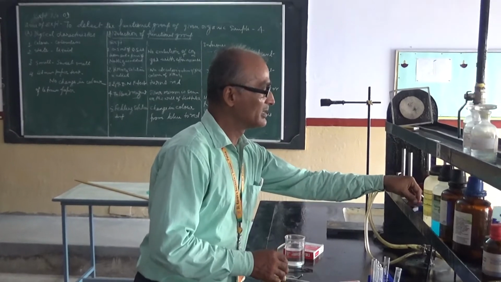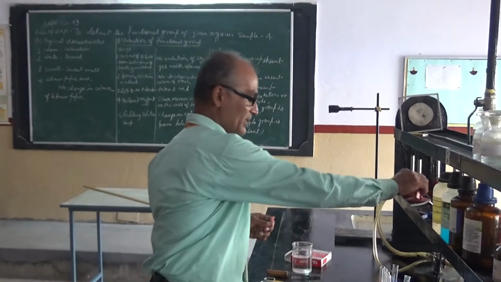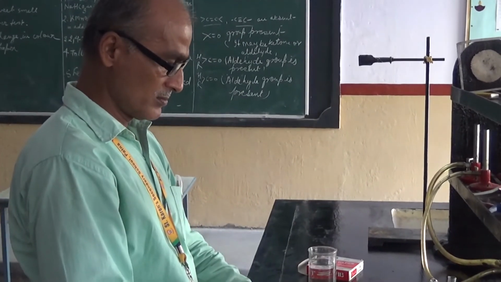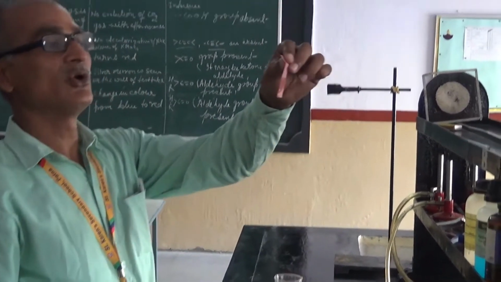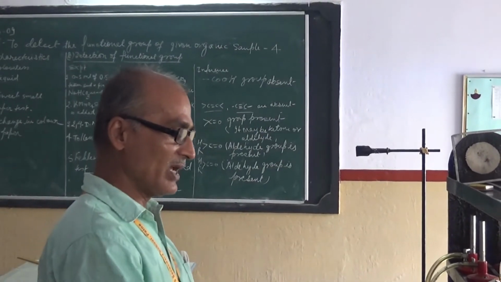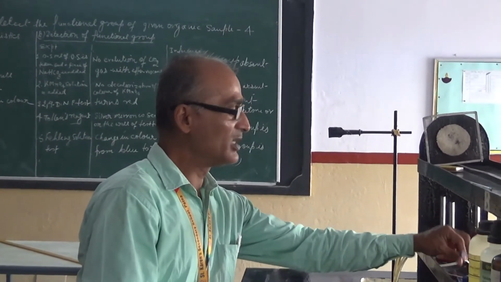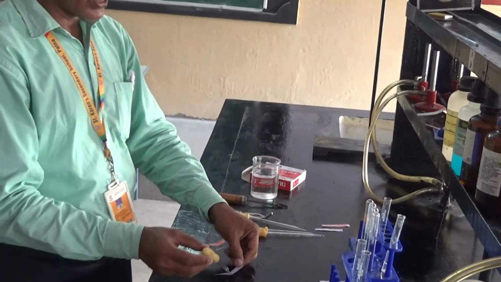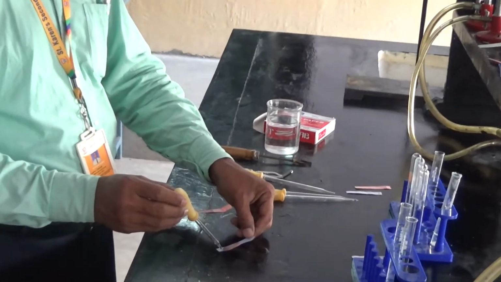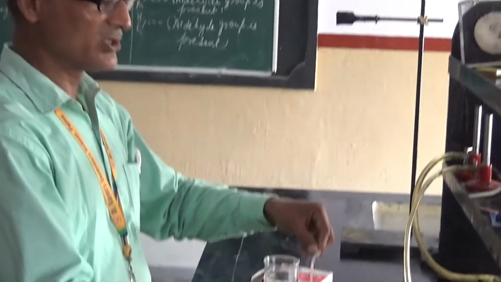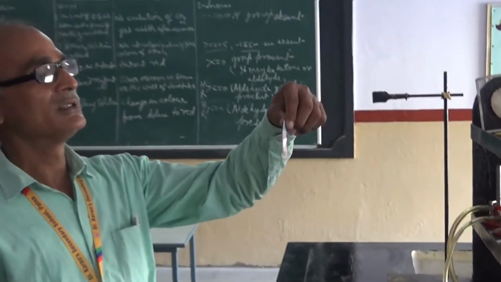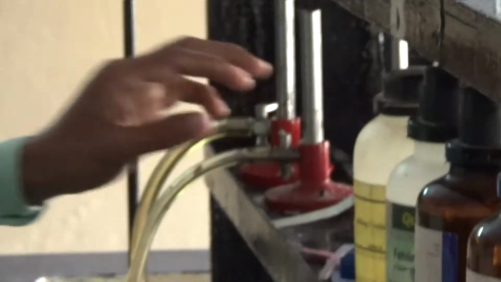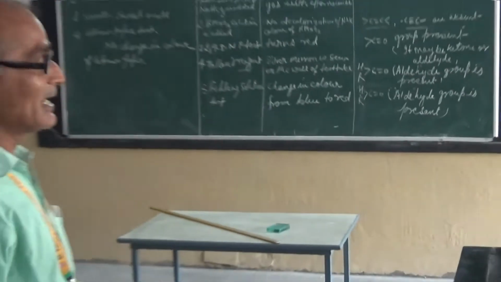You can observe it. This is your red litmus paper. There is no change in its color. Again you can take another blue litmus paper and add a few drops of the given organic sample. Now we go through the chemical analysis.